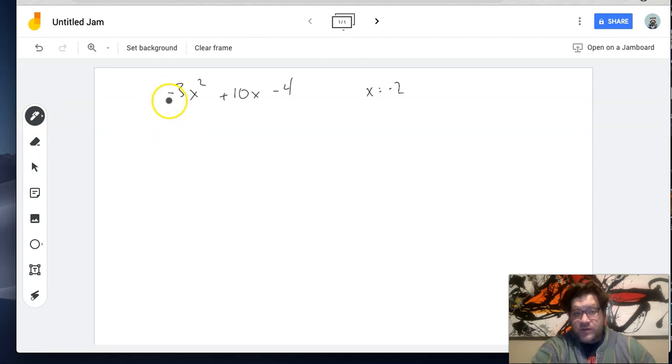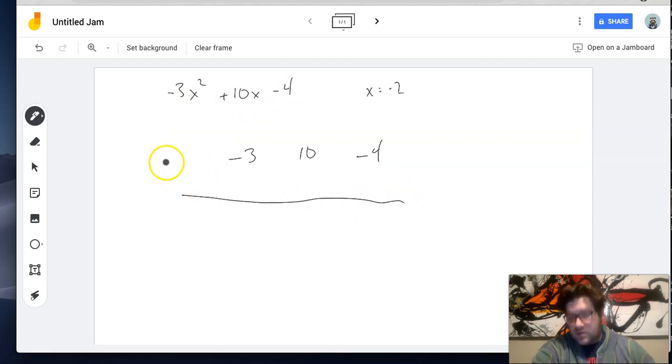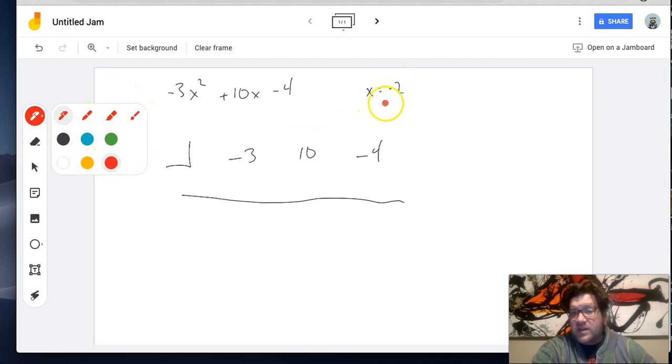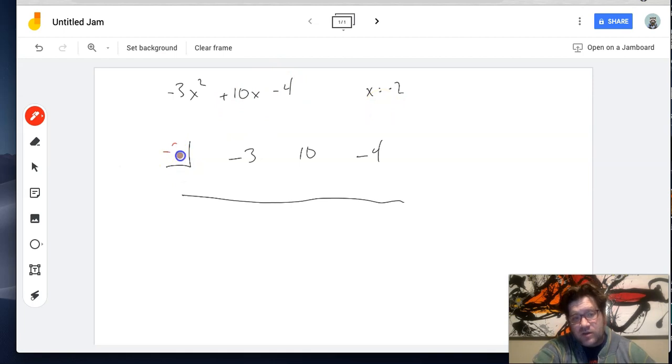So the way synthetic division works, all you're concerned about are the coefficients. Kind of like when you're doing the quadratic formula, you just pick the numbers in the front. So I'm going to write those down in a row: negative 3, 10, negative 4. Make sure to include the signs. Then you draw a line down here. You'll understand why in a minute. This is just the format, and then you draw a little box. This box is where you put what you're dividing by. On this one, I'm dividing by negative 2. I'm checking to see what happens if I were to plug negative 2 in, so I'm going to put a negative 2 here.